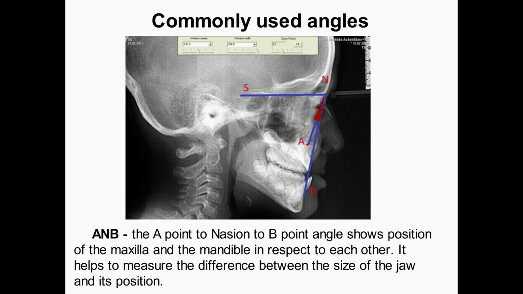ANB angle denotes the relative position of maxilla and mandible to each other. Mean value is 2 degrees. An increase in this angle indicates class 2 skeletal tendency, while an angle that is less than normal or a negative angle is suggestive of a skeletal class 3 relationship.